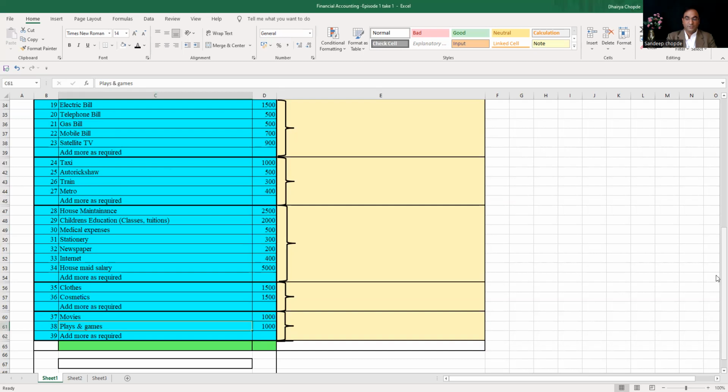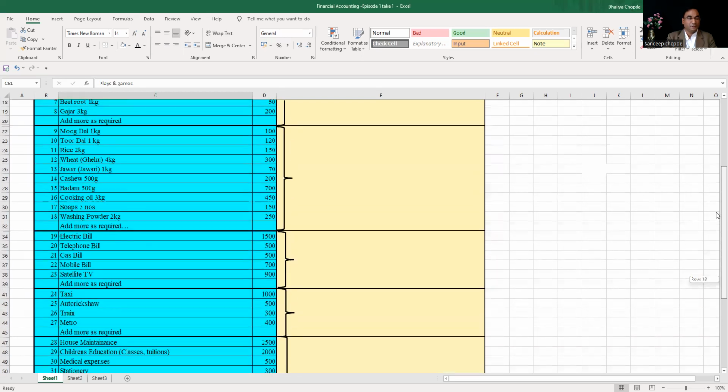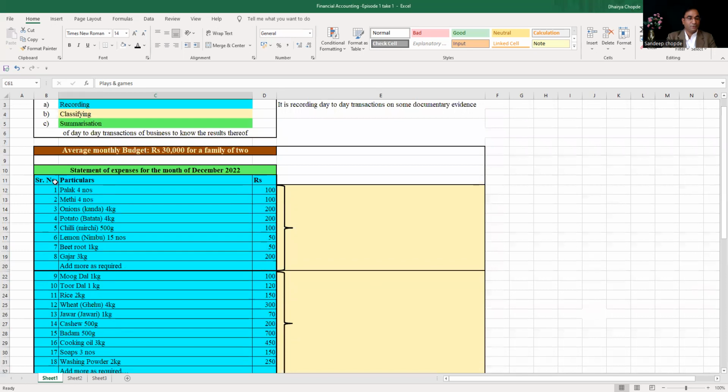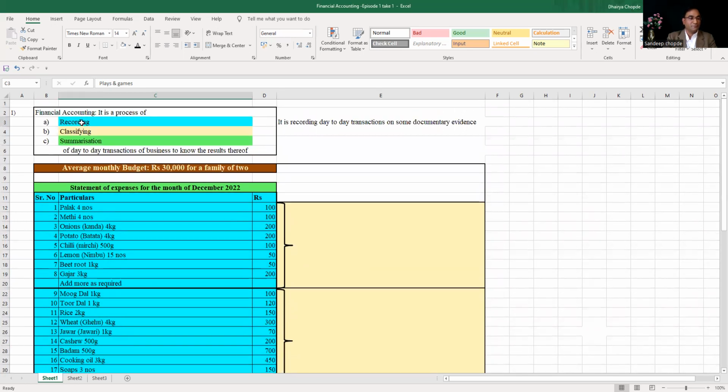So what you have done is, at the end of the month, you have prepared this list of expenditure for the month of December. That is nothing but step number one, recording. You have recorded all the expenses incurred one by one on the basis of some documentary evidence. Generally, when we go to a sabzi wala, you may not get a bill or any receipt for whatever purchases you have done. In that case, you may prepare a voucher if required.